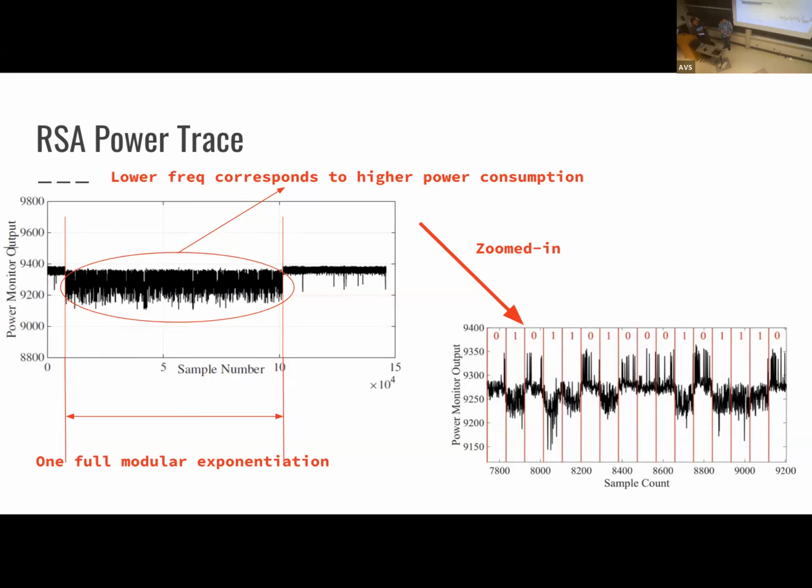So from the big wheel, we can see that there's a region where the frequency is lower compared to other parts of the curve. In our power monitor, lower frequency corresponds to higher power consumption. So we can conclude that this part denotes the modular exponentiation operation. And if we look into the zoomed-in version of this curve, we can differentiate 0s and 1s from each other. In this manner, the attacker can know the entire private key.